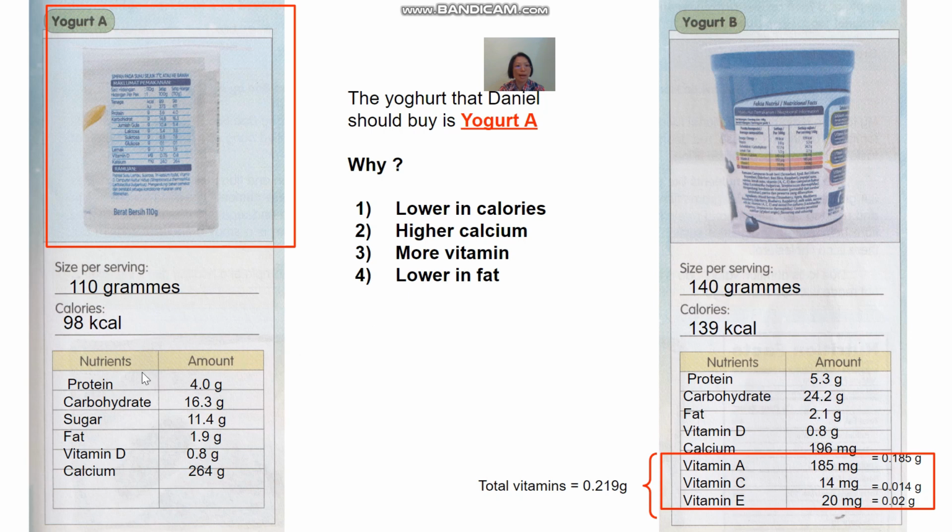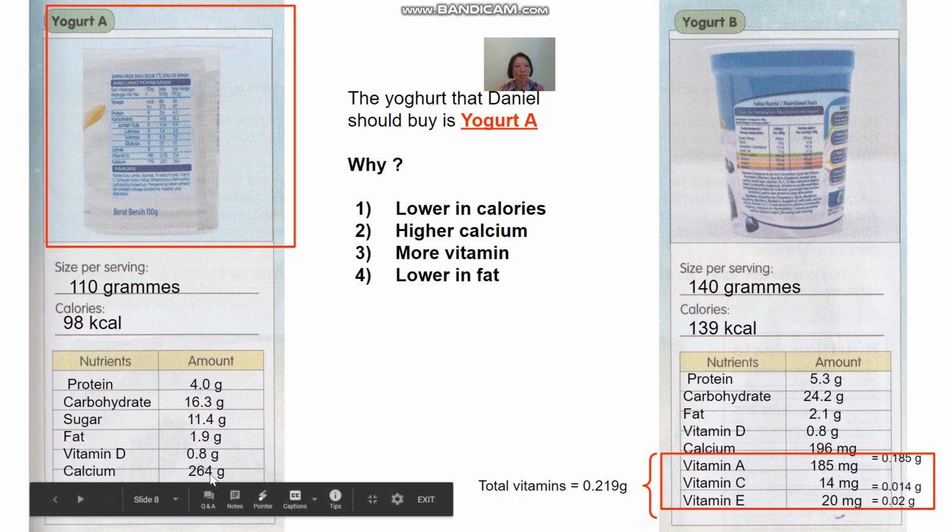And then it has higher calcium. If you look at yogurt A, the calcium is 264 grams. But in yogurt B, the calcium is only 196 milligram. Milligram is lesser than gram. So yogurt A has higher calcium.